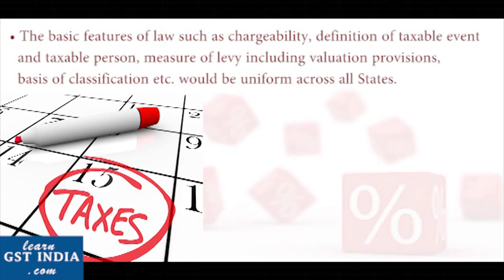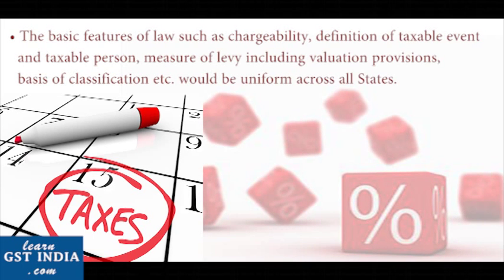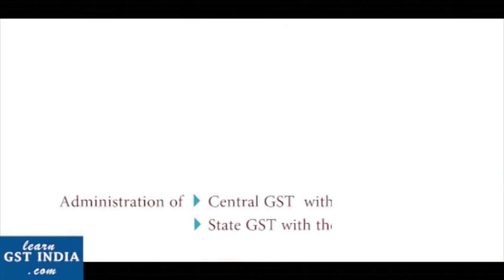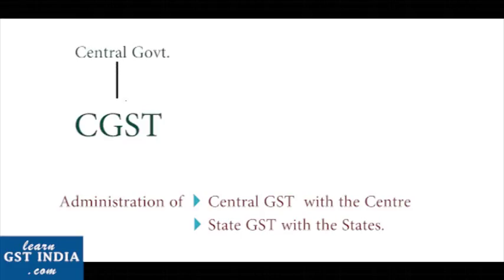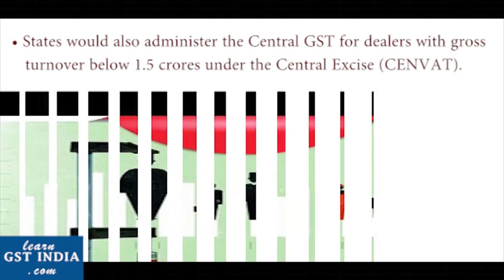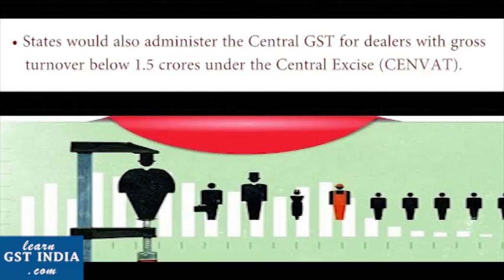The basic features of law, such as chargeability, definition of taxable event and taxable person, measure of levy including valuation provisions, basis of classification, etc., would be uniform across all states. The administration of the central GST would be with the center, and for the state GST with the states. States would also administer the central GST for dealers with gross turnover below 1.5 crores under the central excise (CENVAT).